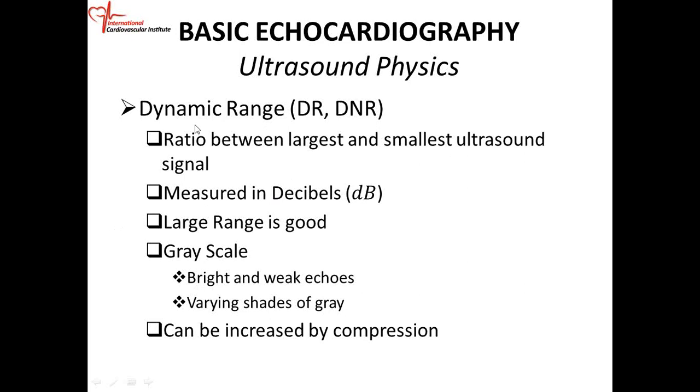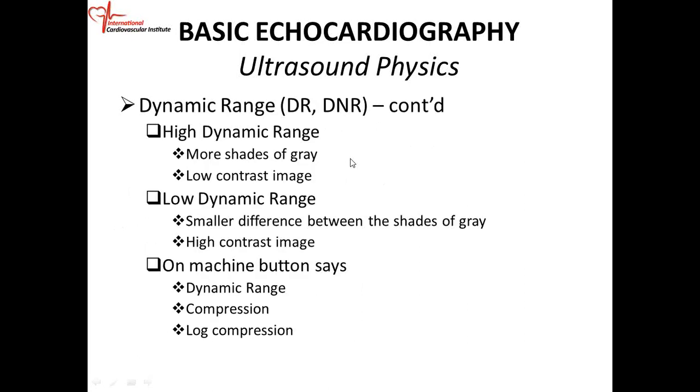Okay, so that's what we talk about dynamic range, and you can increase your dynamic range by increasing compression. So on the older machines, you will see there's a compression button there, and you can adjust that. So if you increase the compression, then you increase the dynamic range. Remember, a large dynamic range is good. It just gives you the ratio between the largest and the smallest ultrasound signal, and it's measured in decibels.